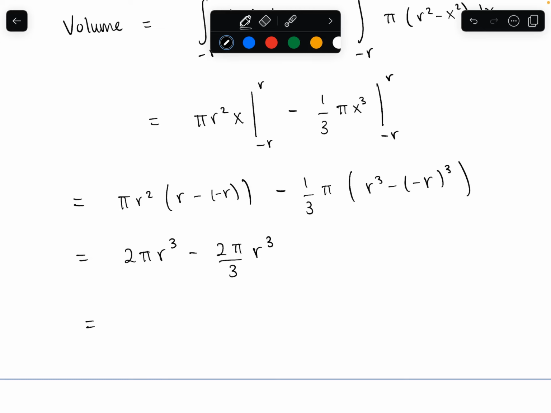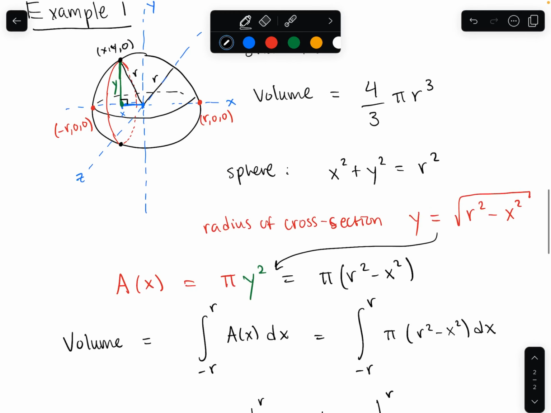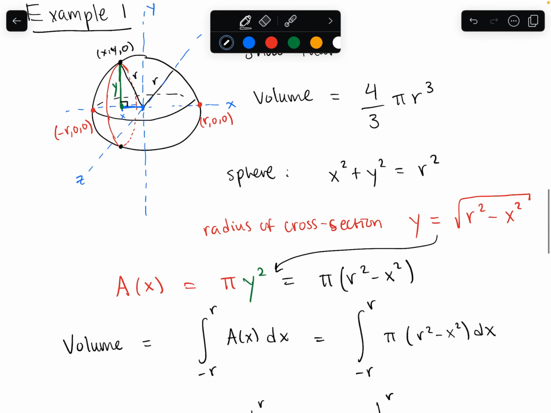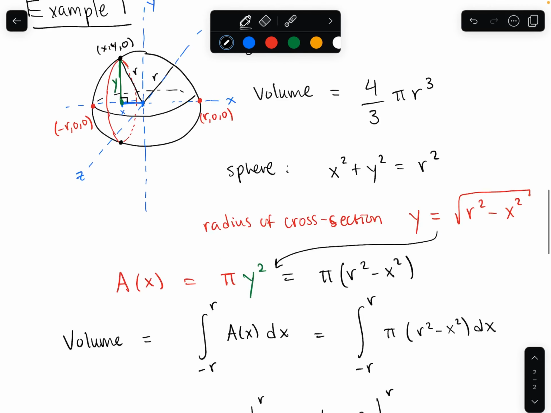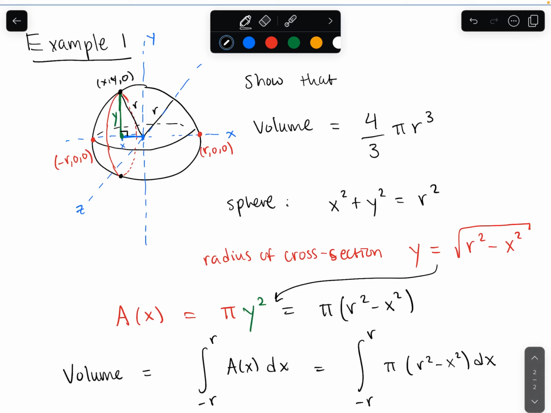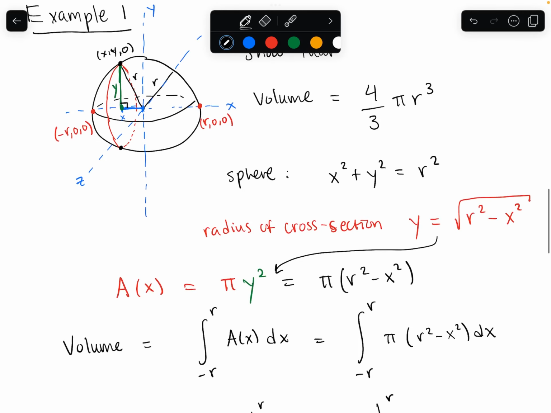And when you simplify all that down together, the final answer you get is 4 pi over 3 r cubed, which is what we wanted to show. So yeah, that's how you use the volume formula to compute. This is how you use the cross-sectional areas to compute the volume.